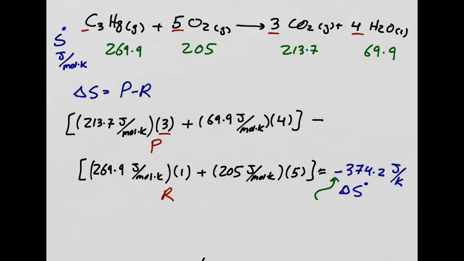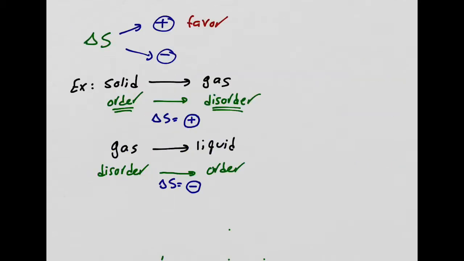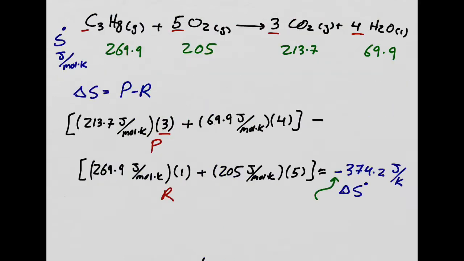Because positive means disorder. We talked about it right here. Positive means disorder, and that is favored. Now over here is negative. Negative means more ordered. Now does that make sense that this is negative?